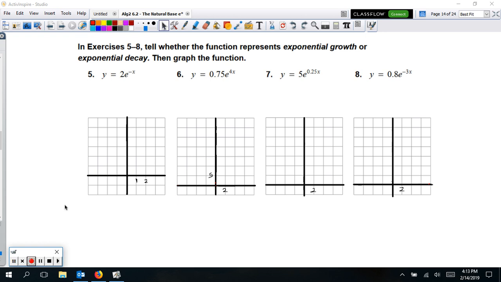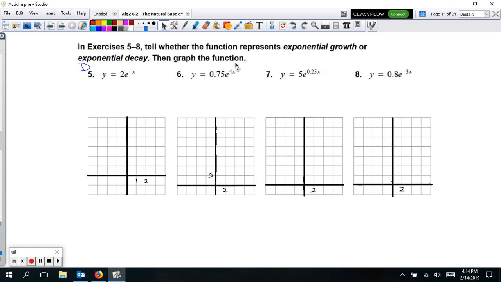Okay, so 5 through 8, we're going to be telling whether the function represents exponential growth or decay, and then graph the function. So that's the easy part, is just telling whether, and it's actually really quick to do as well. So we can just see when it's a negative exponent, it's going to be decay. When it's positive, it's growth. So our first one, number 5, we can see that's decay. So I'll put D for decay.